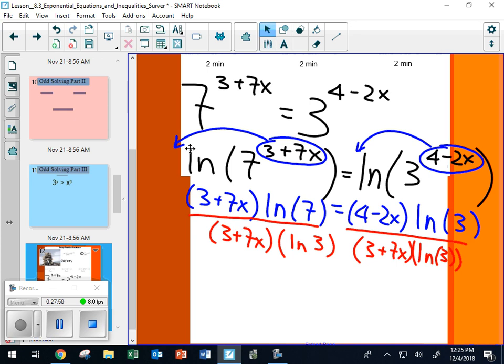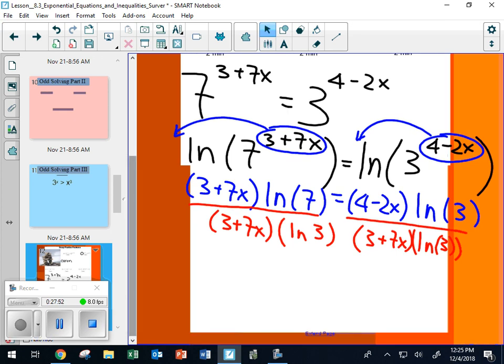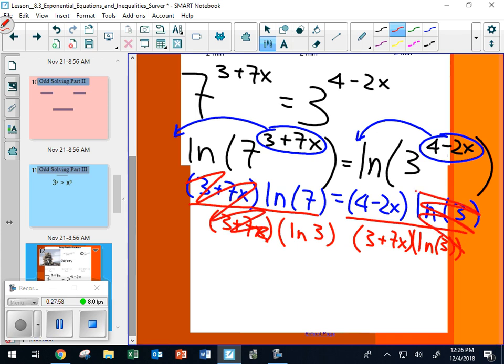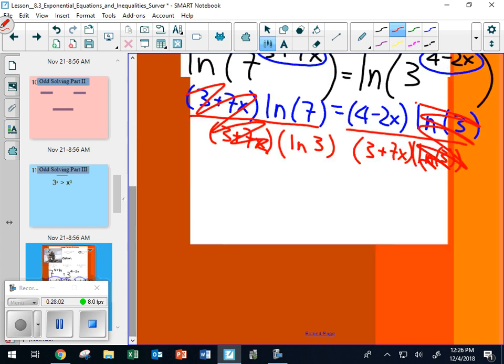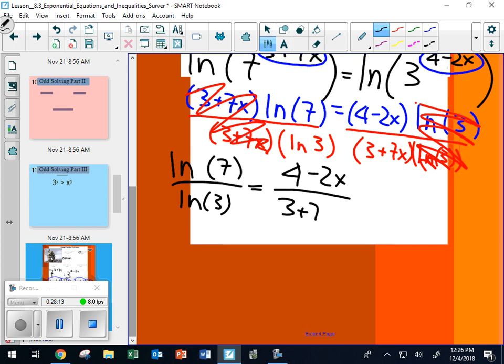Sorry about the red writing on red writing. But if we look at this, that means that we have canceled this component here out, and we have canceled this part here out. And if we rewrite this here, we are left with the natural log of 7 divided by the natural log of 3, which is equal to 4 minus 2x over 3 plus 7x. Okay?